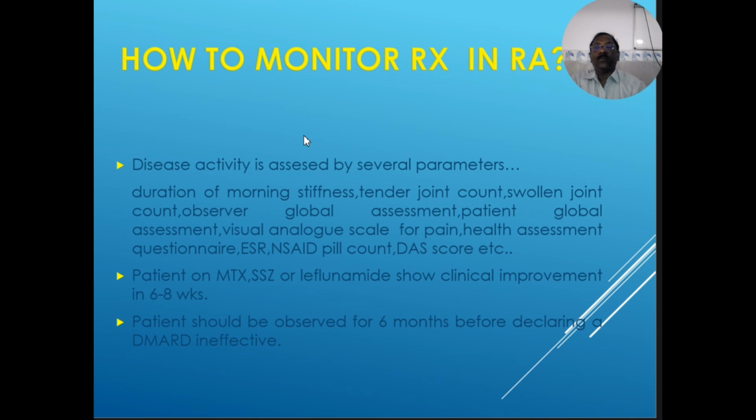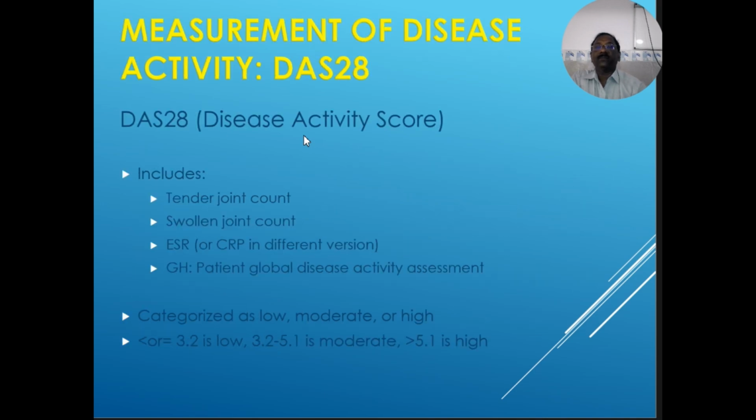How to monitor the treatment in rheumatoid arthritis? This is the DAS activity. DAS 28 means disease activity score. That includes tender joint count, swollen joint count, ESR, and patient global disease activity assessment. It will take just half a minute to 1 hour when you are busy. So see the tender joints, see the swollen joints, see the ESR, and then the patient global level.